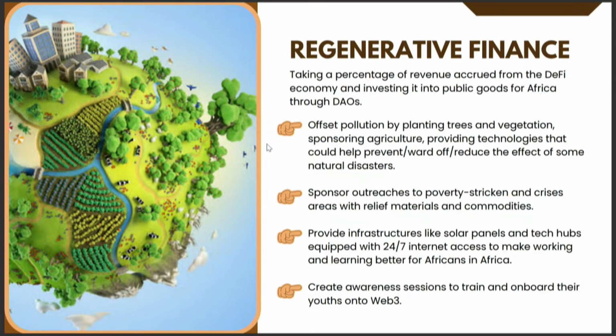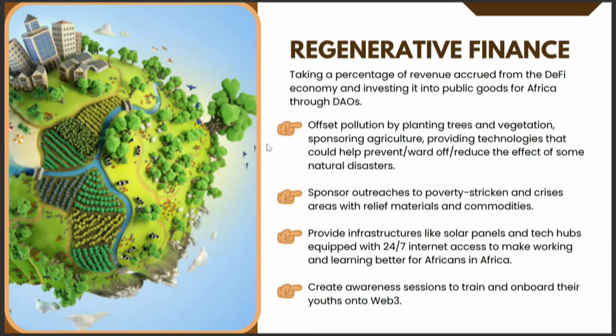Now, regenerative finance. If we take some of this income or revenue coming from the DeFi space and put it into the ReFi space, we can help offset the pollution by planting trees, sponsoring agricultural initiatives, providing technology, and could even help prevent natural disasters, like by collecting data from the weather. By collecting weather data, we can actually use this data to help with natural disasters that are going on in the region.